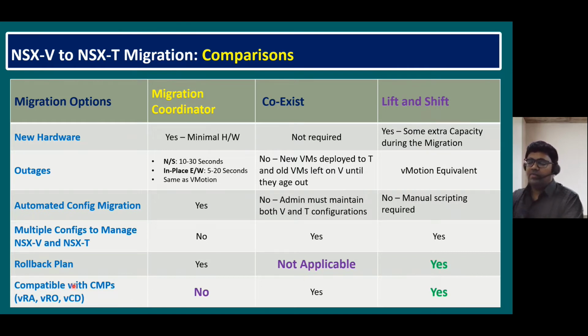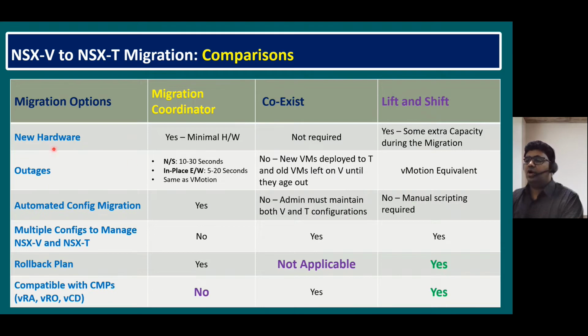And compatible with CMPs, yes, even the coexist model is compatible with cloud management platforms. But some of the customers are unhappy with the no rollback plan. But the coexist model is considered a brownfield NSX-T environment. Only some customers, if they don't want to invest in additional hardware, may go for the coexist model. And the third method is lift and shift.